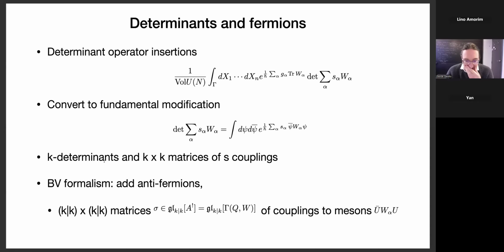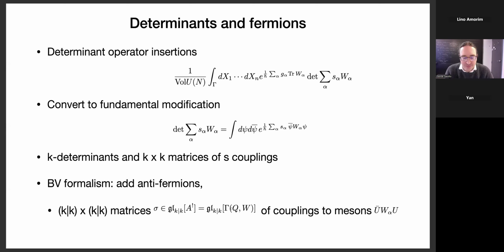Okay. Now, in the BV formalism, you need to add some anti-fields for the fermions. That's not a big deal. What happens is the couplings get promoted to k by k matrices, because now you have fermions and anti-fermions, which have ghost number 0 and 1, and different Grassmann parity. So let me call these extended couplings sigmas. They're analogous to the taus before. They are just the most general deformation of this BV action by mesons. And they are matrices valued in the Ginzburg algebra.